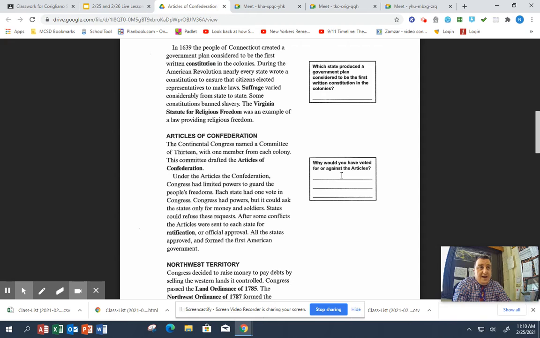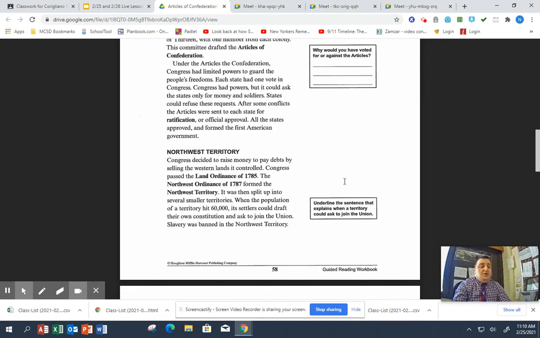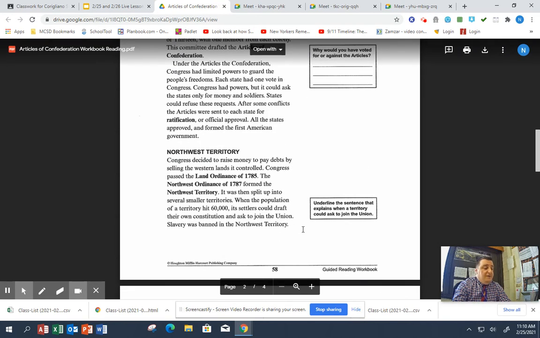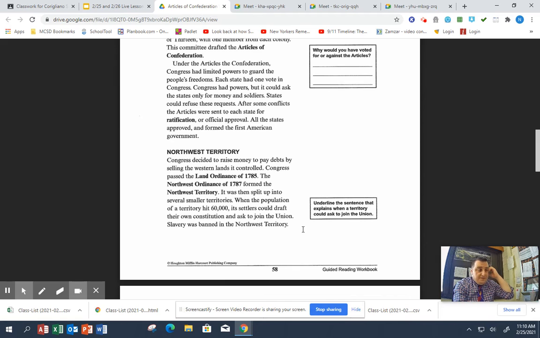Now, we're going to see in a minute that the Articles of Confederation has its own problems. Okay, and the way that laws were made and the way that decisions were made under the Articles of Confederation by the national government is going to create a lot of problems. Okay, and we're going to see that in the next section. But one good thing that the Articles of Confederation did do was to create a way to add more states to the United States. And the way they did that was the Land Ordinance of 1785 and the Northwest Ordinance of 1787.